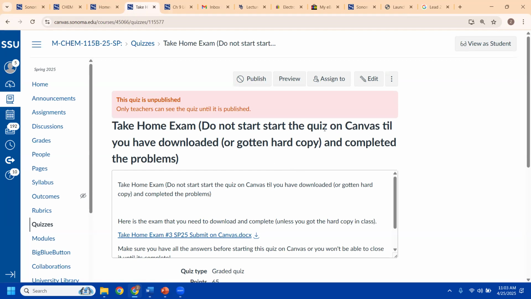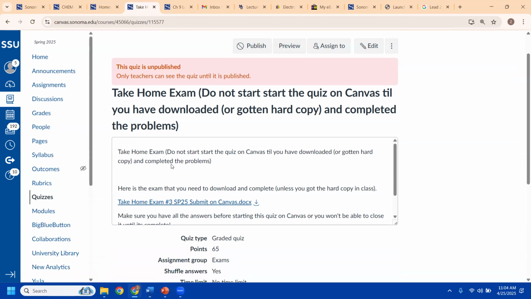So do not start the quiz on Canvas till you have downloaded or gotten the hard copy and completed the problems. So do the problems first. Once you've completed all the problems on the exam, don't worry, it's not multiple choice or anything like that. There's like acidic, basic, or neutral questions.